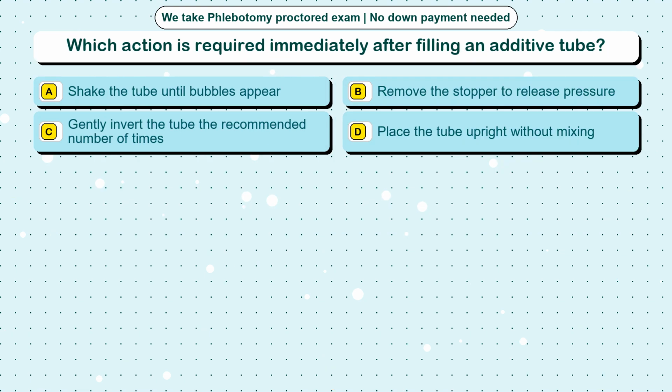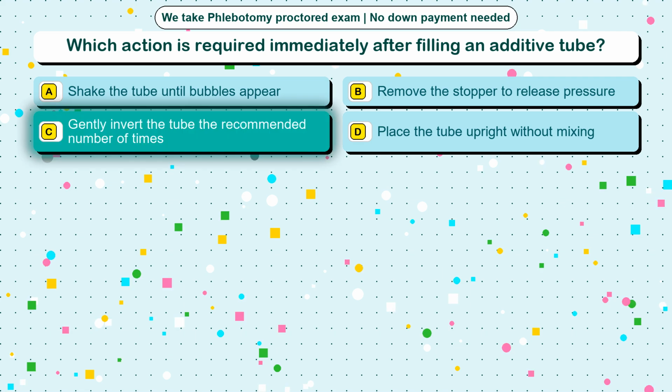Question 17. Which action is required immediately after filling an additive tube? Option A, shake the tube until bubbles appear. Option B, remove the stopper to release pressure. Option C, gently invert the tube the recommended number of times. Option D, place the tube upright without mixing.